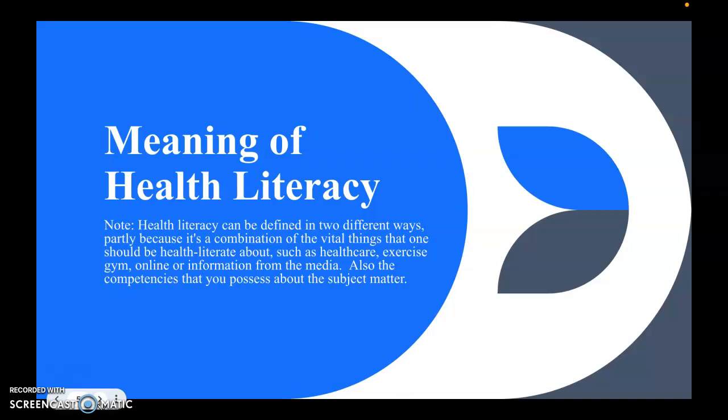First, we would like to go into the definition of health literacy. Health literacy can be defined in two different ways, partly because it's a combination of the vital things that one should be health literate about, such as healthcare, exercise, gym, online, or information from the media. Also, it's things that you possess about the subject matter.